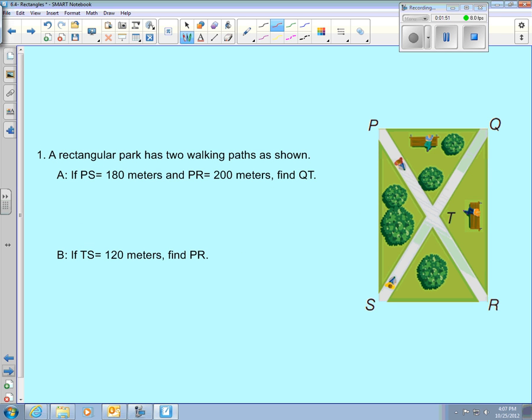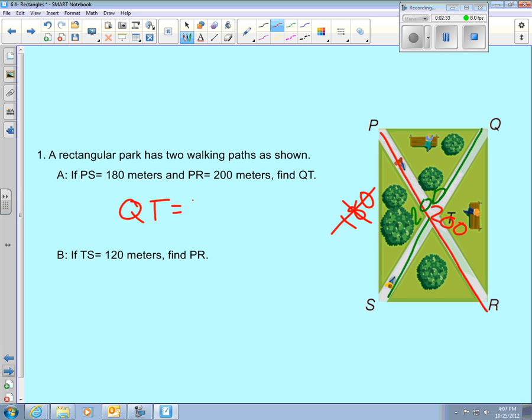A rectangular park has 2 walking paths as shown. So take a look at that. Those walking paths go from corner to corner, so that creates diagonals. If PS is 180 meters, that's going to be this whole side, and PR, this diagonal, is 200 meters, find QT. That's our portion right there. Well, if we look here, that 180 has nothing to do with our diagonal for us. So we know our diagonals bisect each other and are congruent. So I'm going to know that my green is going to be also 200. And if it's bisected, I know that QT is going to be equal to 100 meters.